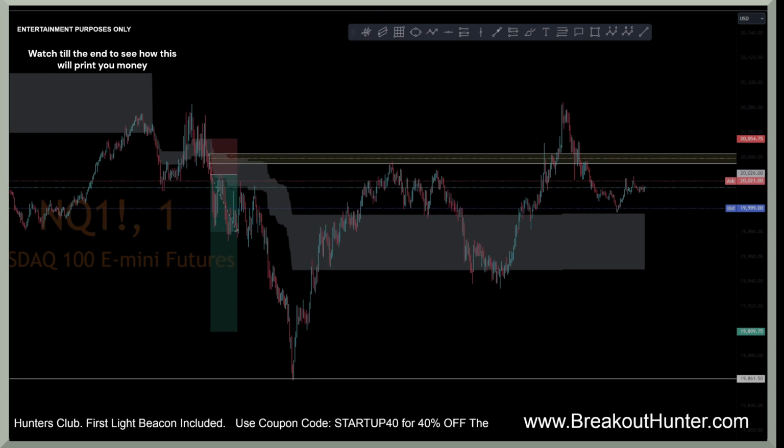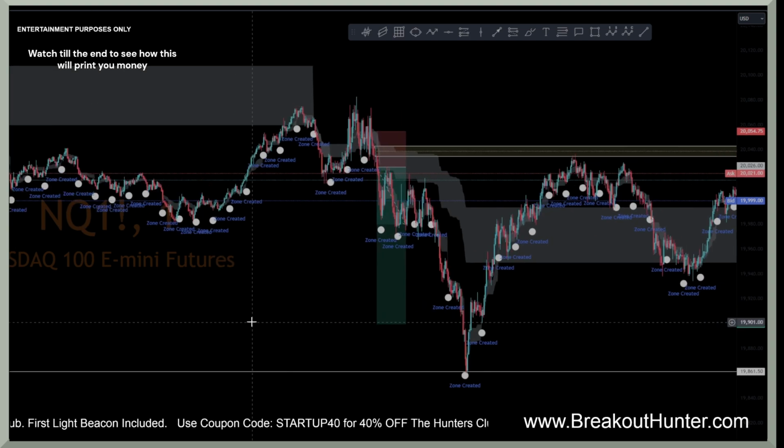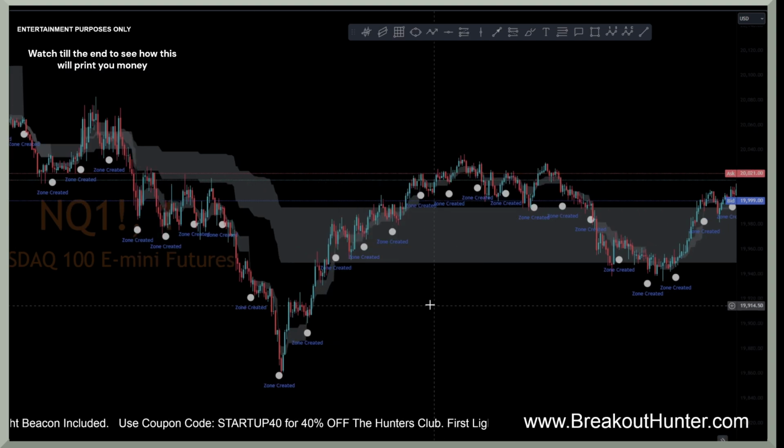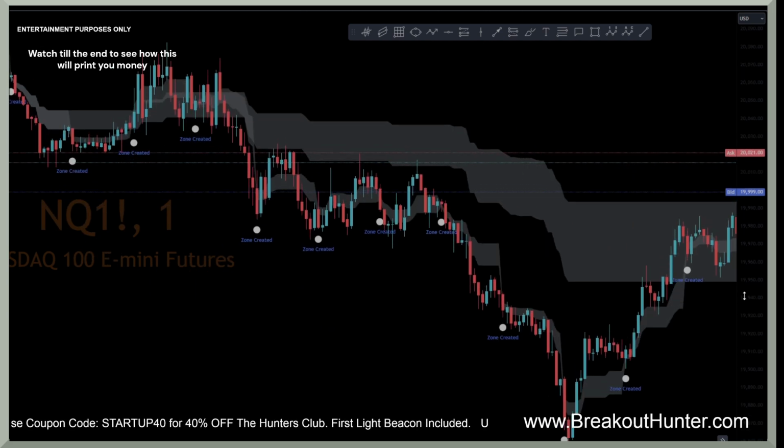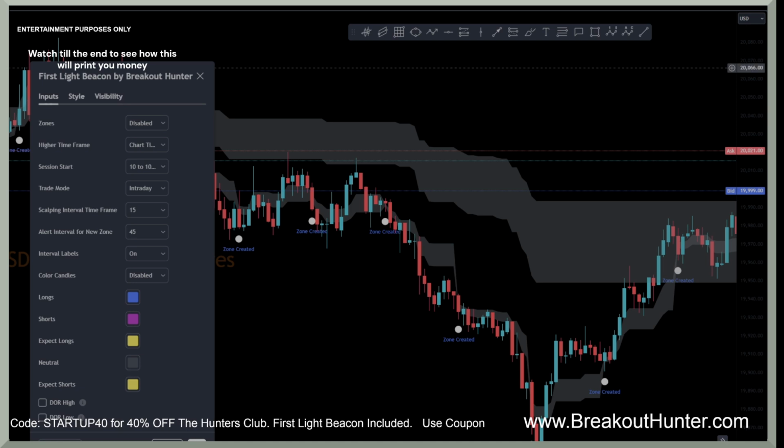It came back up. Now, if we turn on a second instance of it, okay, so let me delete everything so we can see what's going on. So this is coming down, but here we go. We have a second one installed, and we have it set to scalping mode.